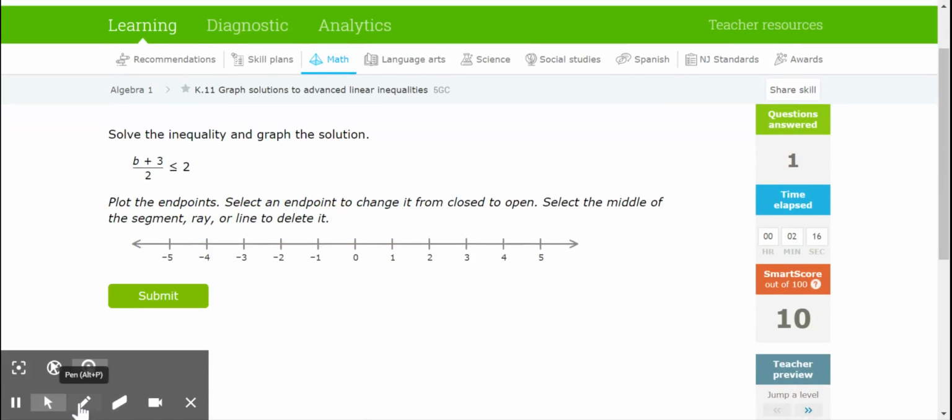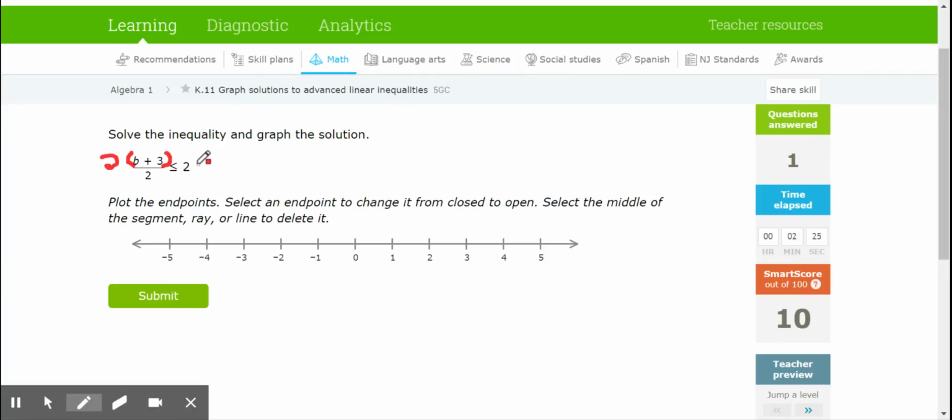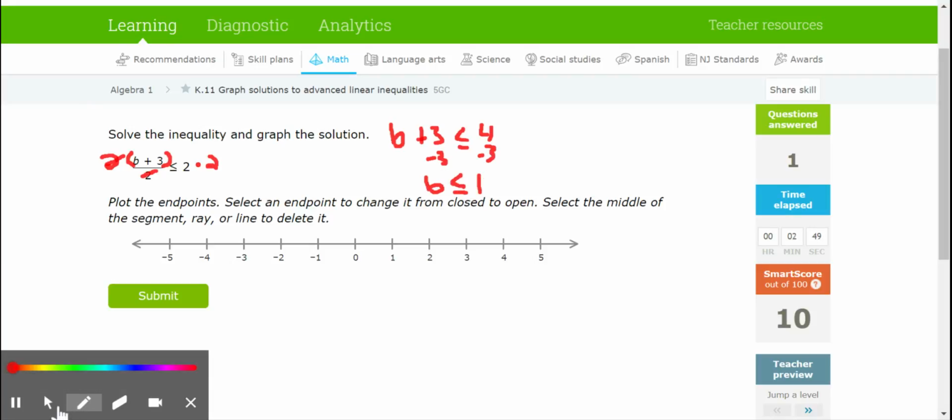Okay, now, once again, the numerator is in parentheses. I'm going to back out the division by 2. I'll save the parentheses for the end. So multiplication is the inverse of division. So this is going to give me b plus 3 is less than or equal to 4. Subtract 3 from both sides. And b is less than or equal to positive 1.